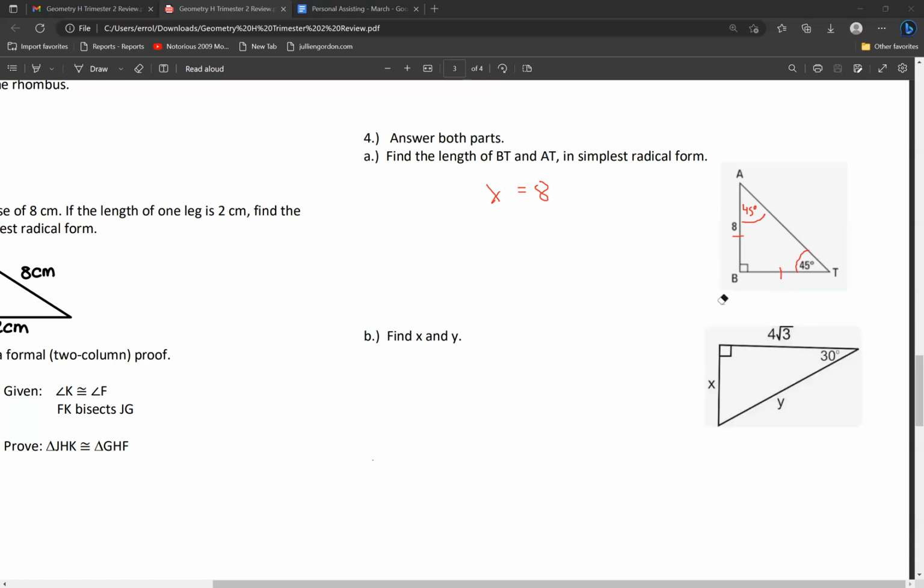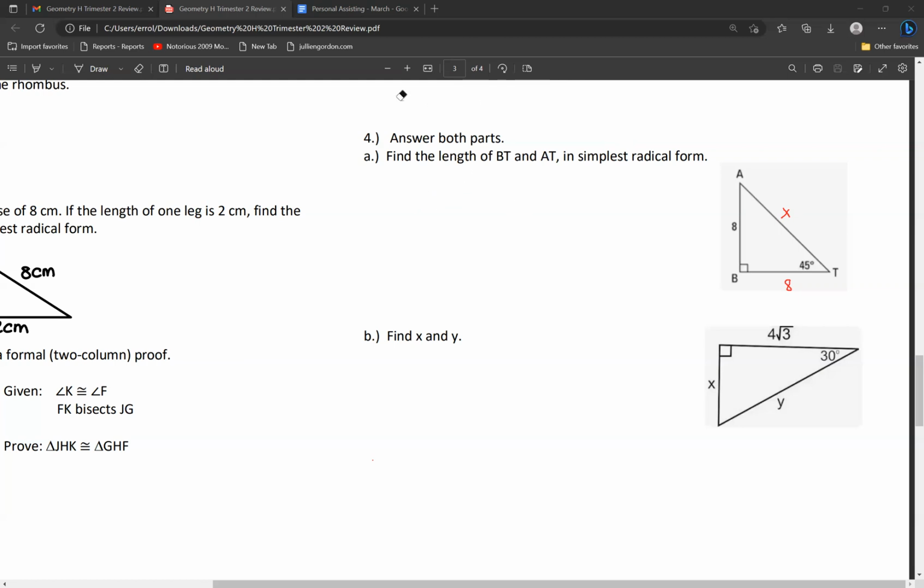All right, so what about AT? Where is AT? Oh, okay. They want the hypotenuse. So how do we find the hypotenuse? It says radical form, so you put 8 radical 2, I think. What do you mean 8 radical 2? Like that? Where is that coming from? Because it says to find the length of BA and AT in simplest radical form. Just use the Pythagorean theorem.